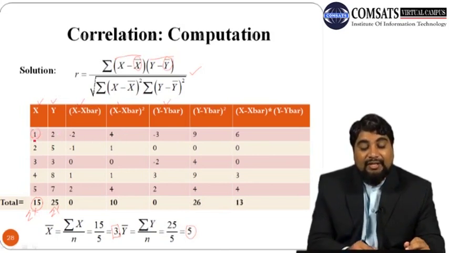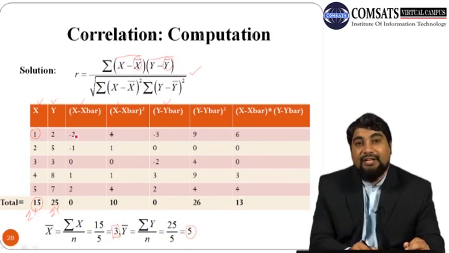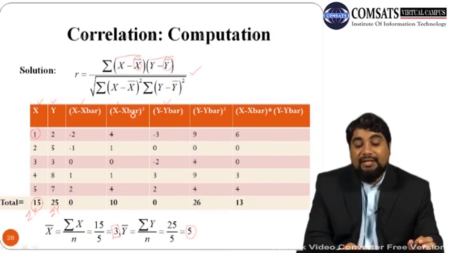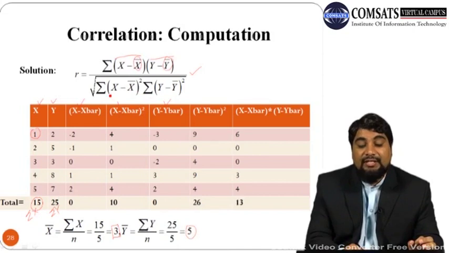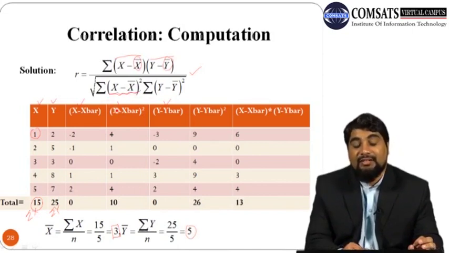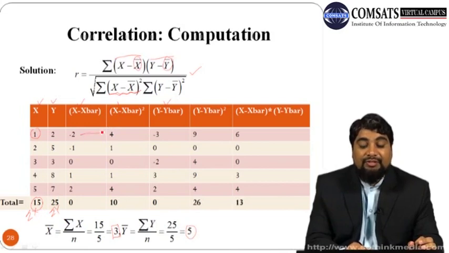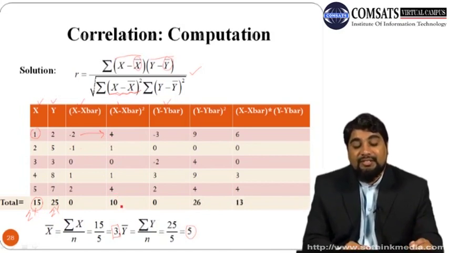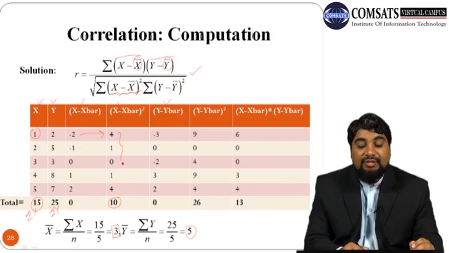So x is 1 and x bar is 3, so 1 minus 3 we get minus 2. Similarly 2 minus 3 we get minus 1, and so on, 0, 1, 2. Remember that this summation of x minus x bar should be 0. The next column is (x minus x bar) whole square, because we need to calculate that. So square it: square of minus 2 is 4, square of minus 1 is 1, square of 0 is 0, and so on. So summation (x minus x bar) whole square is the sum of all these values, which is 4 plus 1 plus 1 plus 4, equal to 10.